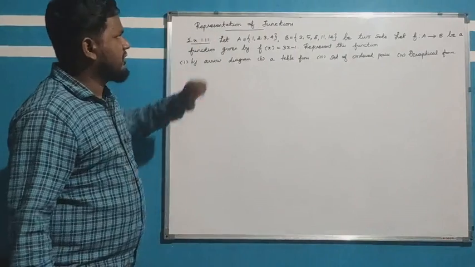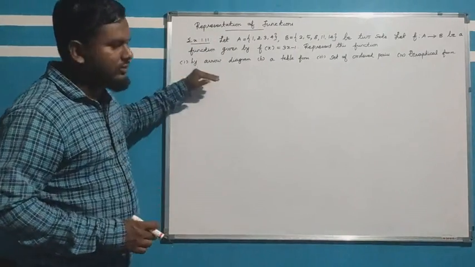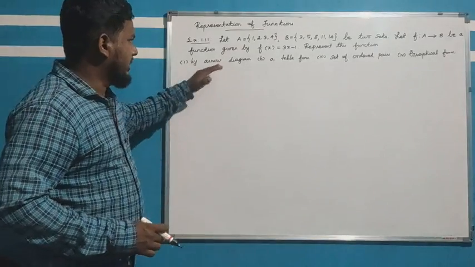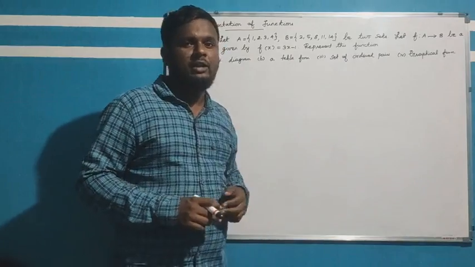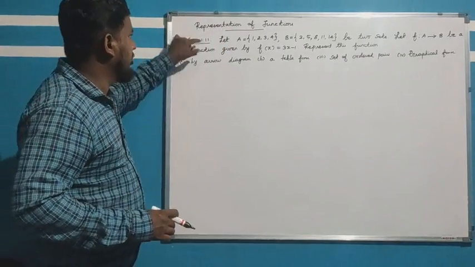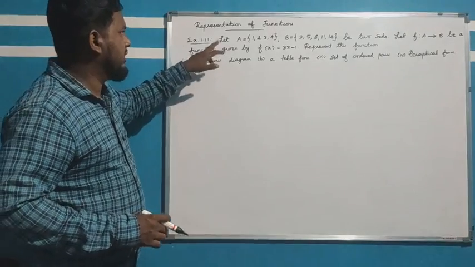Next we can see the representation of a function. A function can be represented in four ways: arrow diagram, table form, set of ordered pairs, and graphical form. So, example 1.11. What is the question given here?